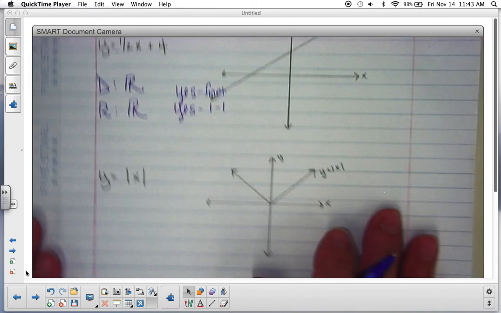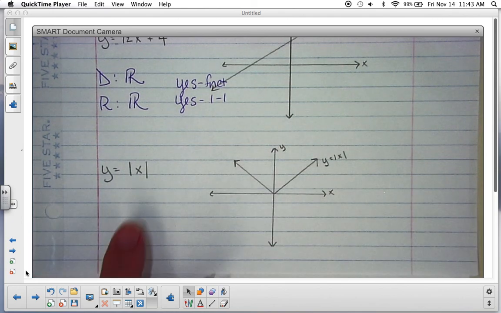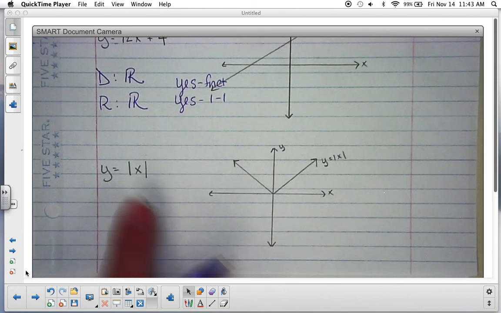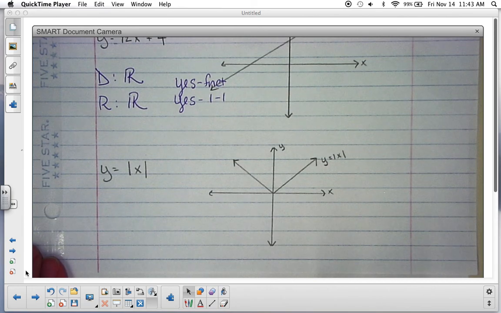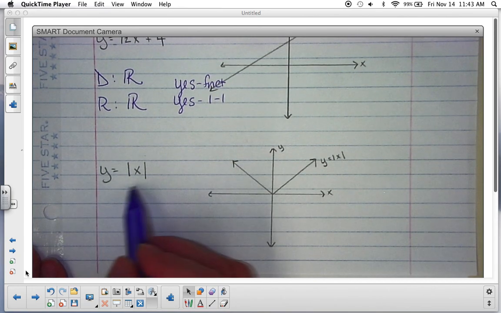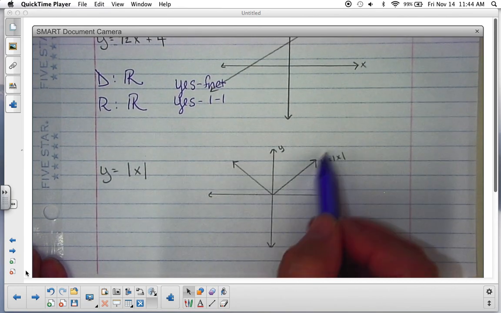One more example, last one, absolute value. Again, you may or may not remember this from Algebra 1. The absolute value graph was like a V like this. But if you didn't know it, you would just type it into your graphing calculator and get the visual. Oh yeah, I remember it's a V.